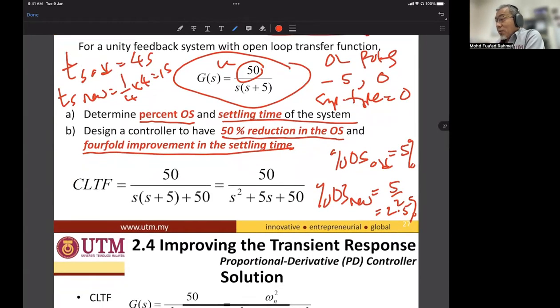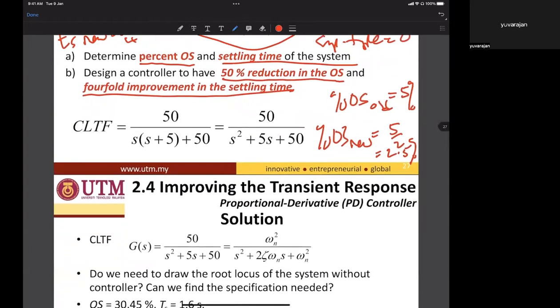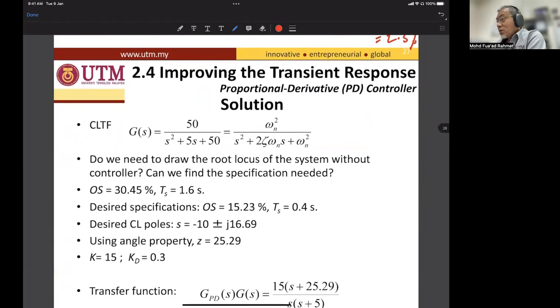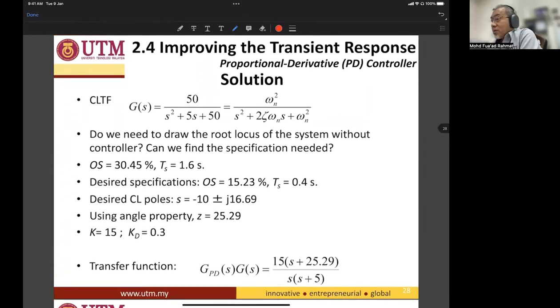So find the closed loop transfer function: 50 over s squared plus 5s plus 50. This is the closed loop transfer function. Do we need to draw the root locus of the system without the controller? Can we find the specification needed? Yes, this is given. So you can compare this one with the standard second order transfer function. So omega n is square root of 50. How much? Omega n is square root of 50.